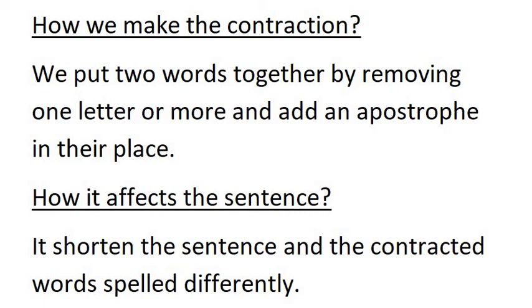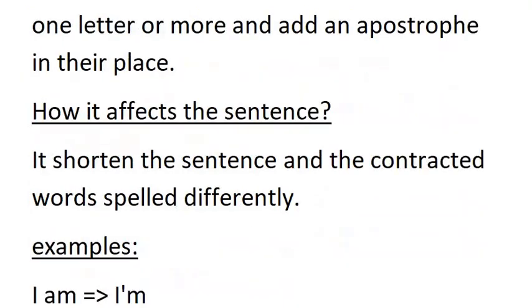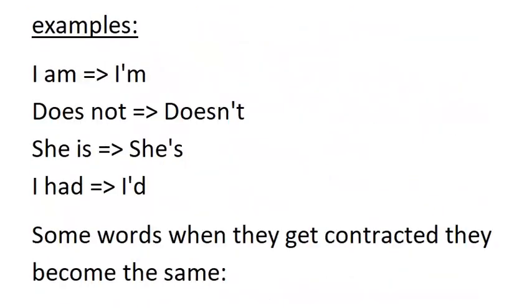Then we should ask this question: how does it affect the sentence? How does making a contraction affect the sentence? First, it shortens the sentence and the contracted words are spelled differently. So when I contract two words, I spell them differently and it gets shorter in the sentence. Let's see examples.